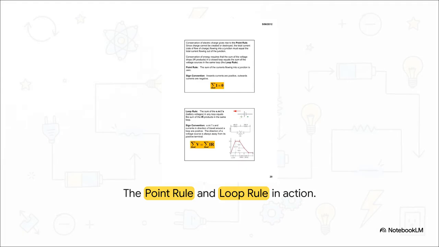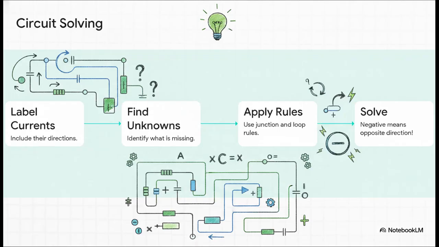When you're doing the math for this, the sign conventions are incredibly critical. For the point rule, inward currents flowing into a junction are treated as positive and outward currents are negative, so the whole thing perfectly balances to zero. For the loop rule, as you virtually travel around your chosen loop, batteries and currents going in your direction of travel are counted as positive. By sticking to a strict four-step process, you can mathematically untangle literally any multi-loop circuit.